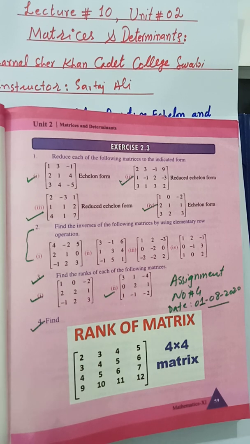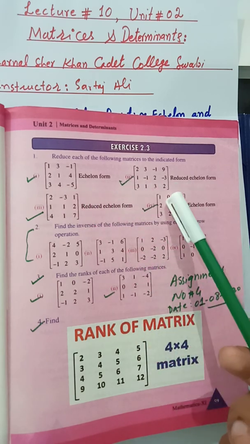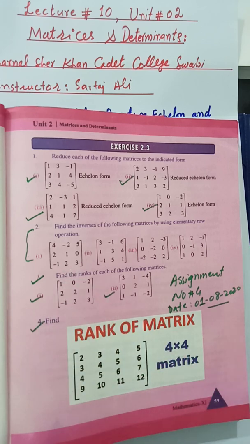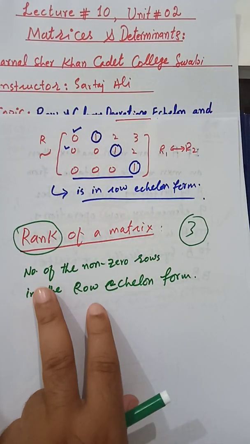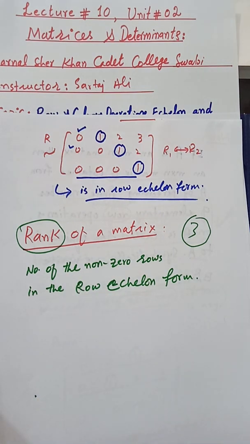You can watch the video again and again to learn the row and column operations and the echelon and reduced echelon form of a matrix, and then you need to perform the row and column operations to convert this matrix into echelon form. This is into reduced echelon form, and so on. And if you are finding the rank of a matrix, the rank of a matrix is equal to the number of non-zero rows in the row echelon form. So this is exercise 2.3.